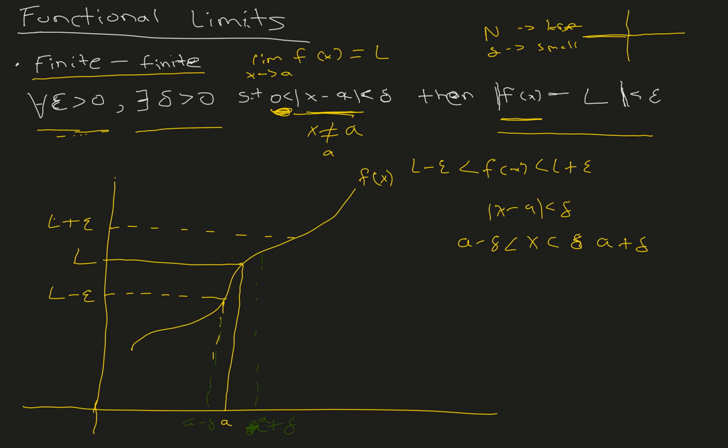As epsilon becomes smaller and smaller, our delta needs to become even smaller and smaller. So remember, for sequences, as epsilon became smaller, n needed to become larger for the sequences to go into the tube. But right here, as epsilon gets smaller, delta should become smaller too. For example, consider this graph where we have L here and a here, and we have a quite large epsilon 1, L plus epsilon 1 and L minus epsilon 1.